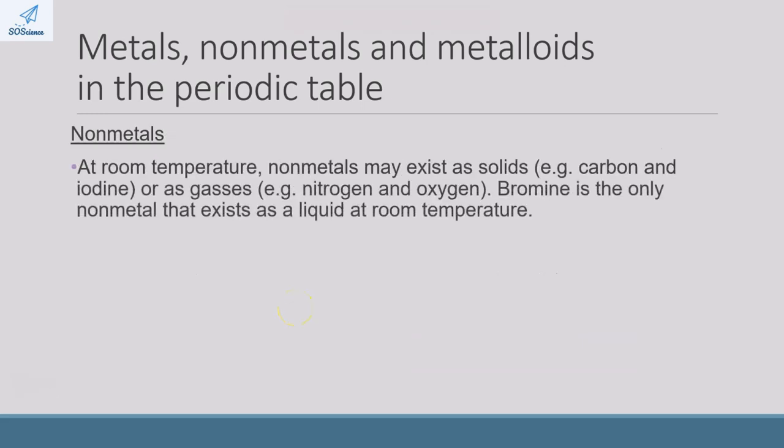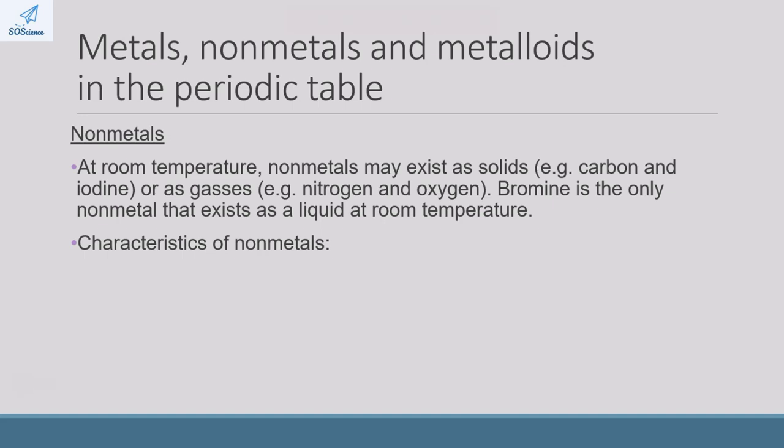Let's now talk about nonmetals. At room temperature, nonmetals may exist as solids, like carbon and iodine are both solids at room temperature, as gases like nitrogen and oxygen, and bromine is the only nonmetal that exists as a liquid at room temperature.